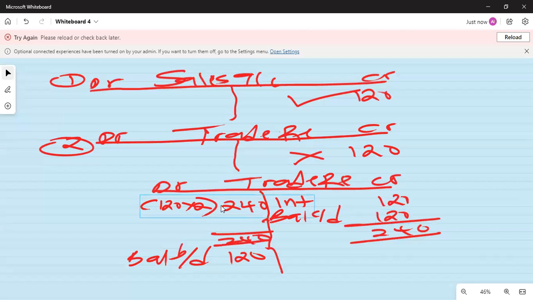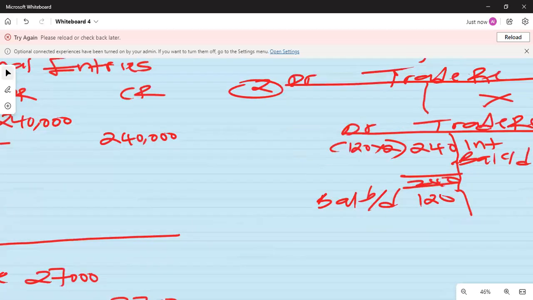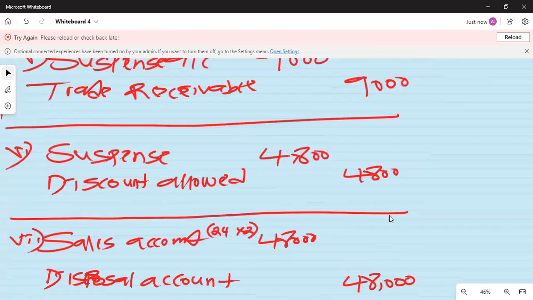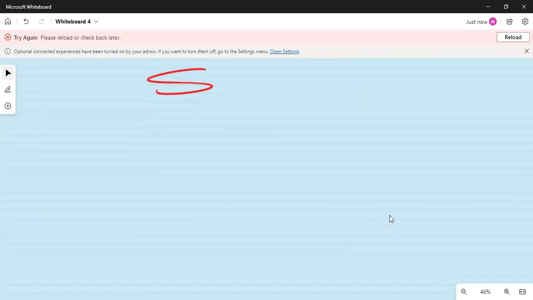This is debit. You are debiting receivable with 240. Then the balance that you are going to have in that receivable at the end of the day is 120, by saying 240 minus the initial 120, then you're going to have 120 back. So let's prepare the suspense account.